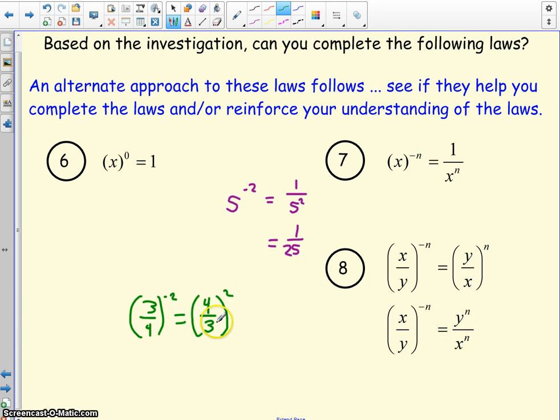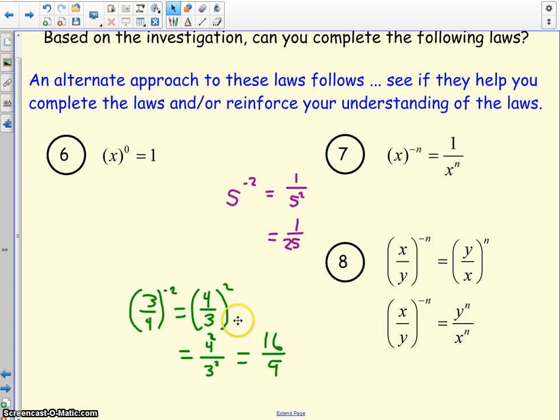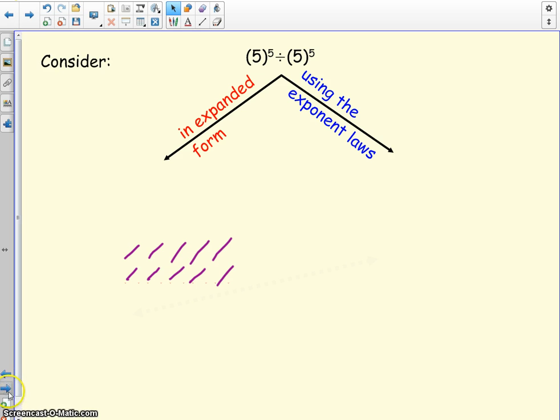Okay, so what we can then do now, using our grade 9 rules, is distribute this exponent of 2 to both the numerator and the denominator. So we get 4 squared over 3 squared, which we can say is going to be 16 over 9. Okay, so these are some new rules now that we can use in grade 11 to deal with negative and 0 exponents. Okay, so we're going to use these a lot coming up.